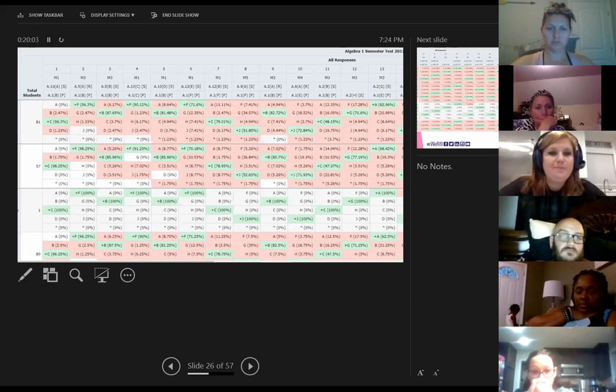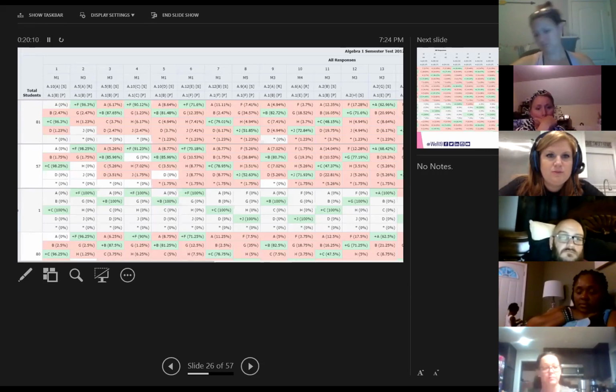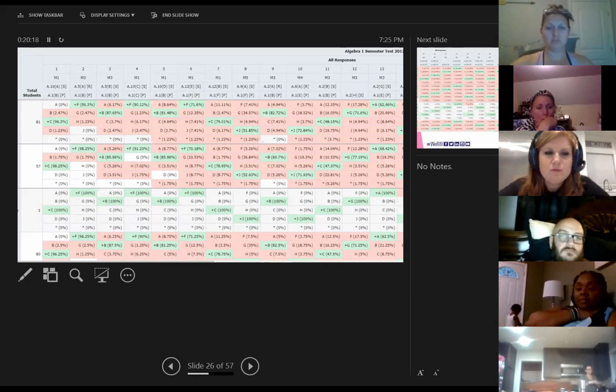Is it the way the question was worded? Is it the distractor answers that are in there that are messing up students? Is it that I didn't teach it to the depth and complexity I needed to? Maybe I didn't spend enough time on it. There can be a lot of different reasons, but see how a response chart like this can be helpful? Looks scary, but it doesn't have to be.